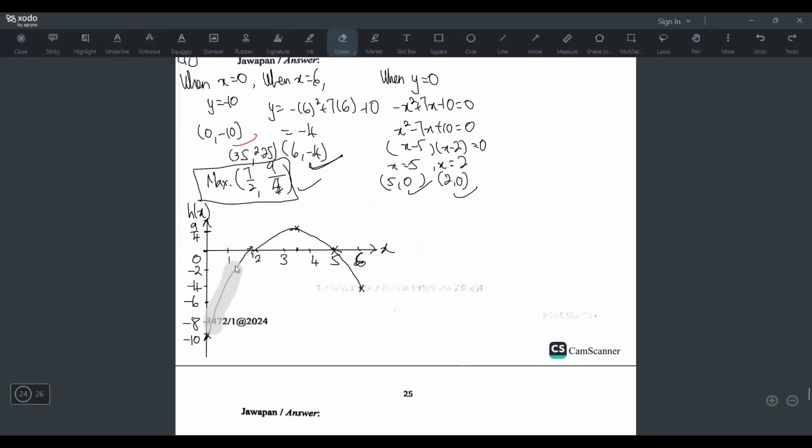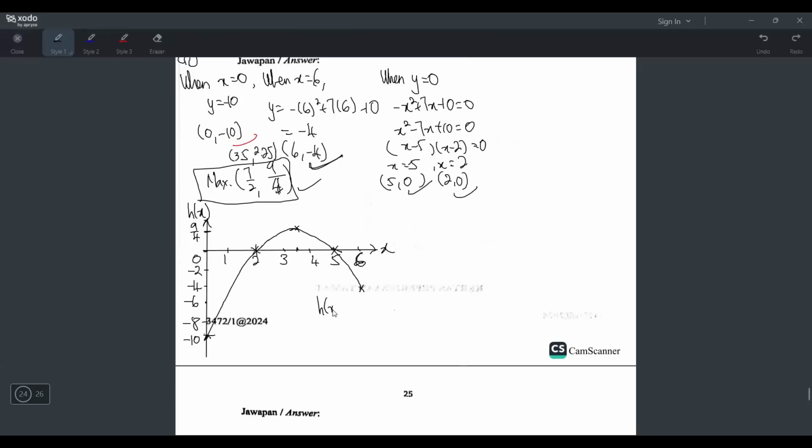So wait, this is -8, -10. This one is 2. There is a point here. So the quadratic curve is like this. Let me draw one more time. So this one is 2 like this, and it goes down, down, down, down, like this. Okay, I think it's good enough, right? Yeah, I think this is good. Can already. Done already.